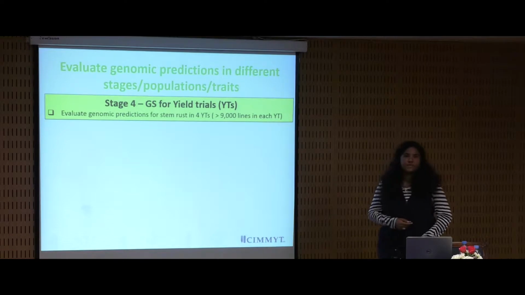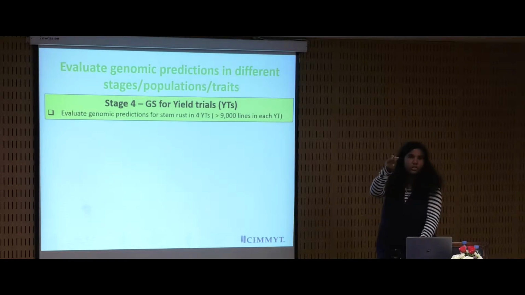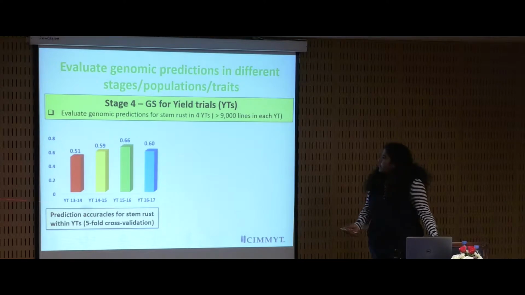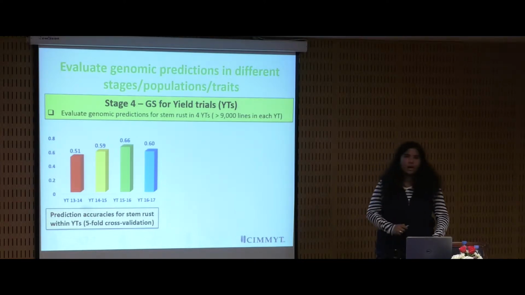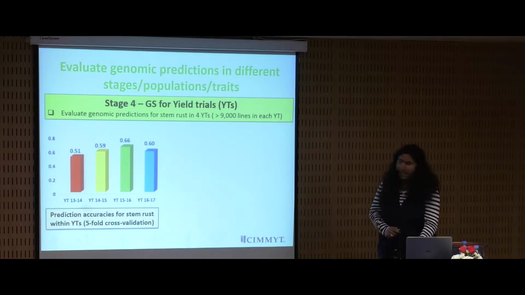However, we did this for stem rust as well, and this is UG99 stem rust, phenotyped in Kenya, and Sridhar and Dr. Julio is here, who are all involved in phenotyping this. So we did this for stem rust, and our cross-validation accuracies looked good. The highest accuracy we could get was about 0.66. This is kind of similar to what Dr. Hayes showed in the morning.